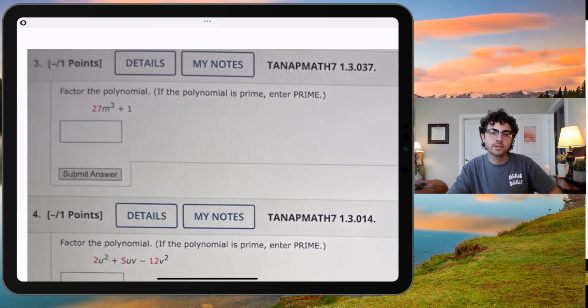They tell us to factor this polynomial. If it's prime, enter prime. Okay, what you need to notice right off the bat is that these two expressions are perfect cubes, which means we need to factor a sum of two cubes.